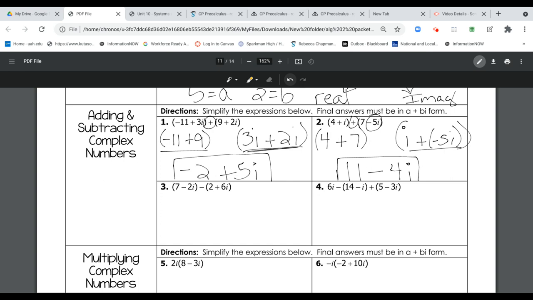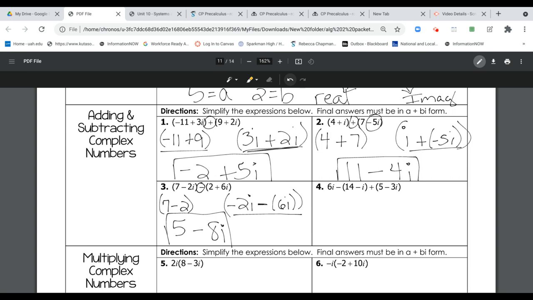Now, subtraction is tricky, so you have to be very, very careful with subtraction. Same thing. This time I'm going to do 7 minus 2. And I'm going to do -2i minus 6i. When you are subtracting, always watch for double negatives. Now, we don't have them in this example, but we will have them in the next example. So this is 5. When I combine like terms here, I get -8i. That would be my final answer for number 3. So you are combining like terms by either adding or subtracting the a values from each other and the bi values from each other.